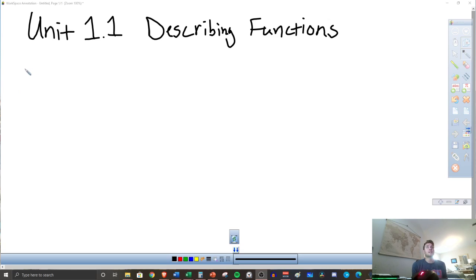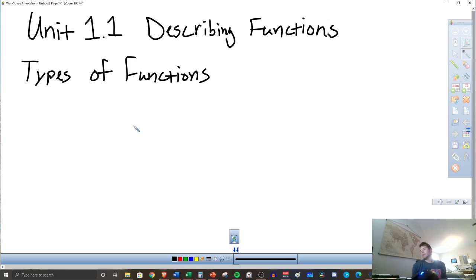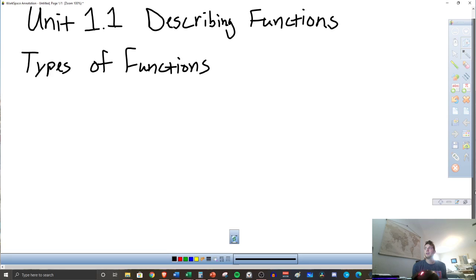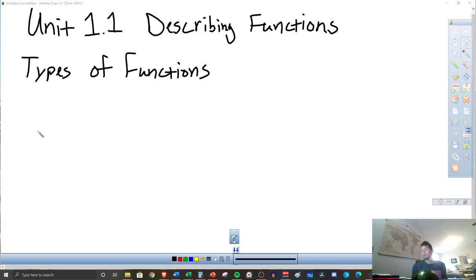So the first thing we're going to talk about is the types of functions. We're going to list out 5 different types of functions that we're going to be dealing with, or at least having to describe this year. The first one you've been dealing with since middle school, that would be a linear function. We're going to add some more to the right, so leave yourself some space here, but we're going to stack these up. The next one would be quadratic, which was introduced to you last year.